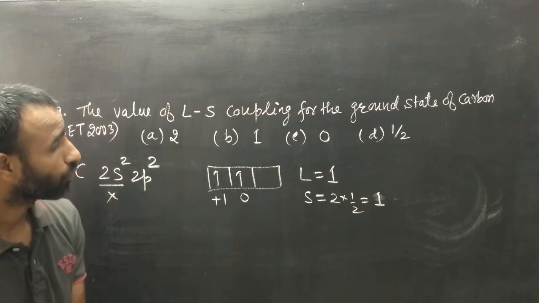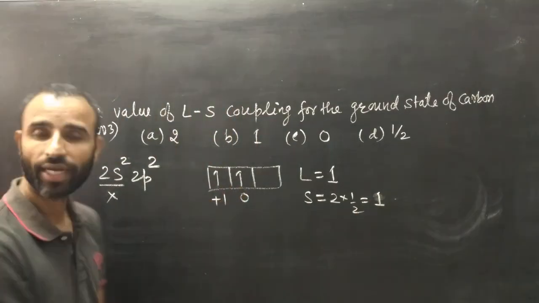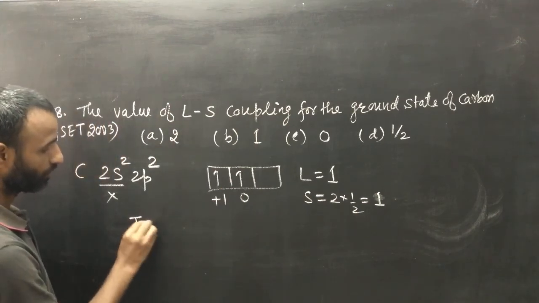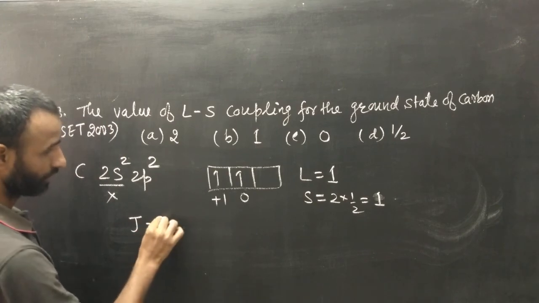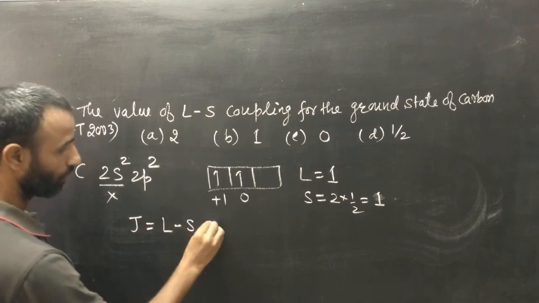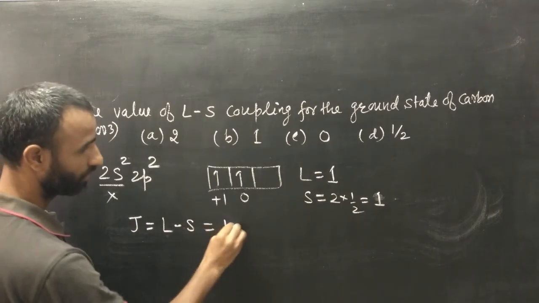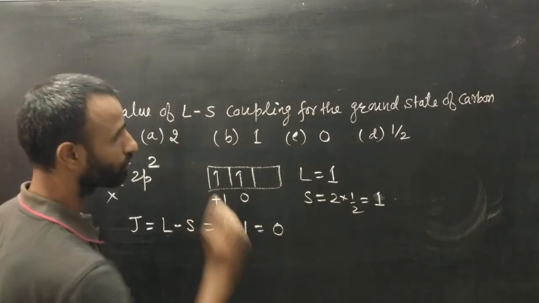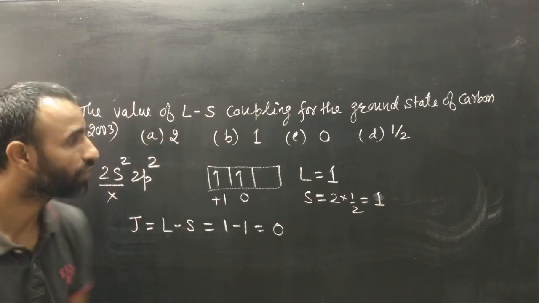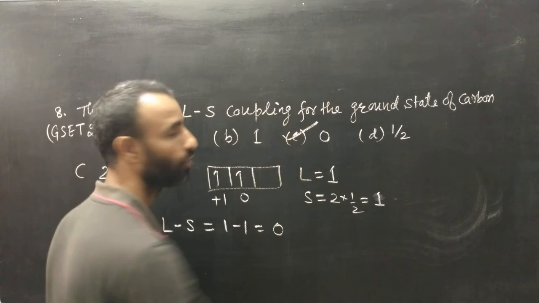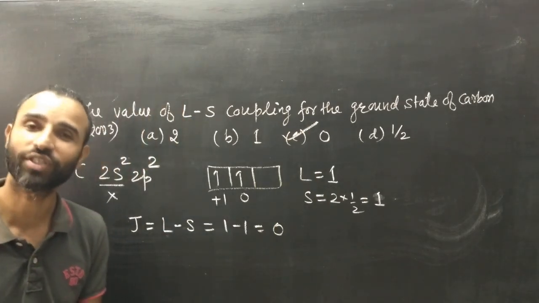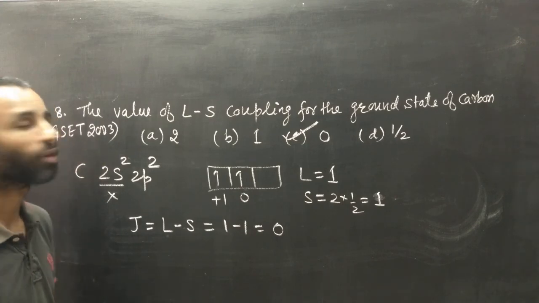So it is less than half filled. So what is the value of J? L minus S. The value of L is 1, S is also 1, which means 0. So the value of LS coupling, or we can say the J value, is 0. So option C is correct. The question came in GSET 2003. So these are the questions from the GSET exam.